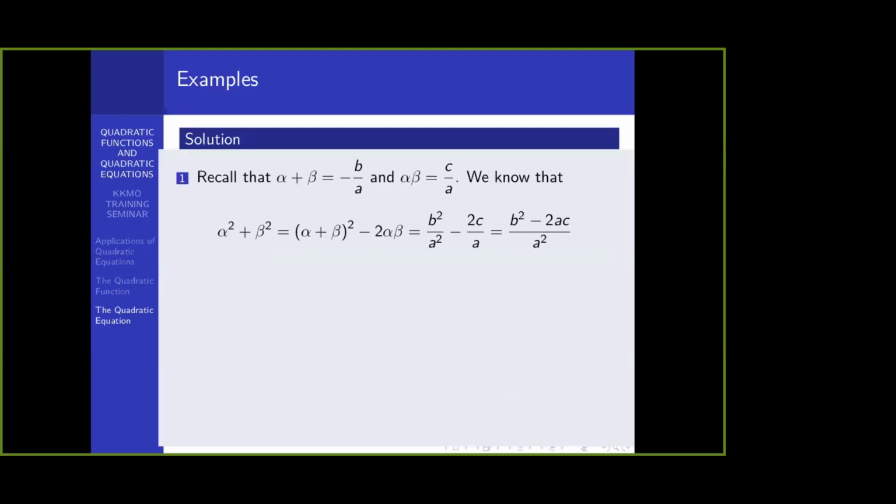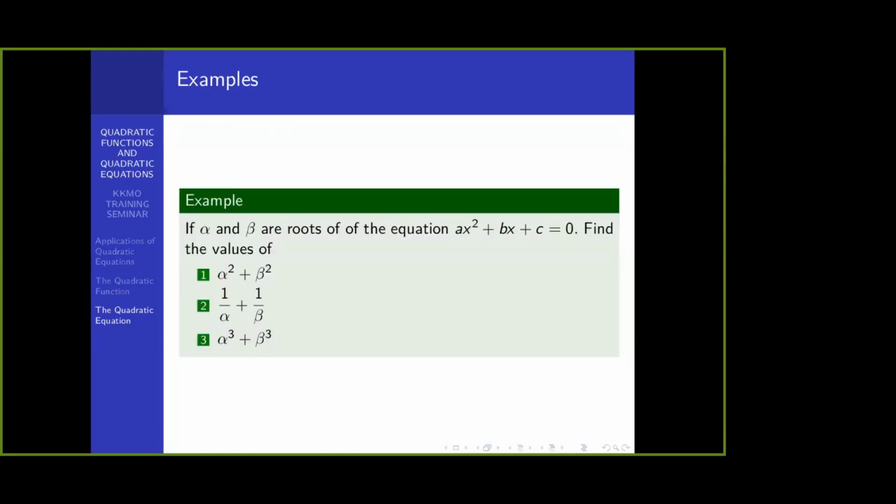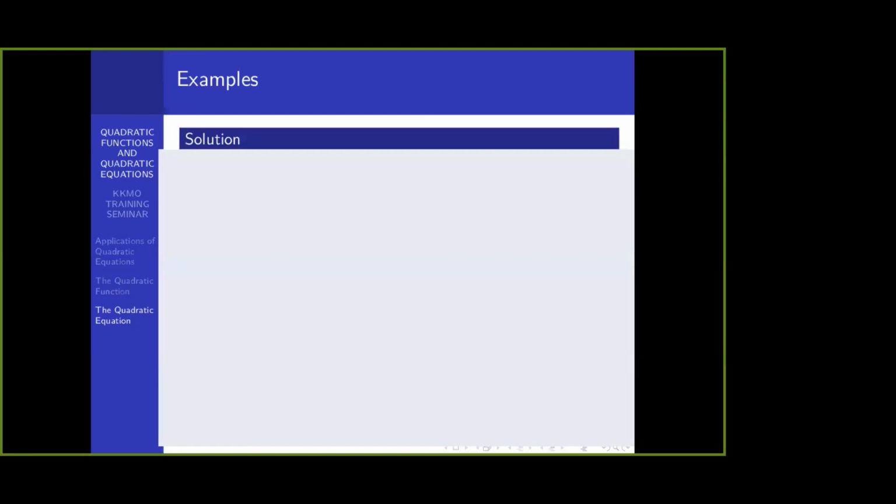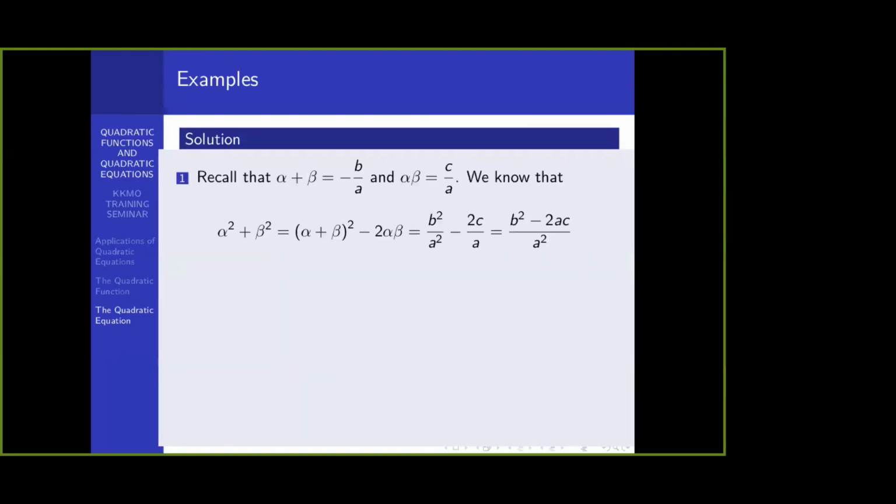So the first one requires us to find alpha squared plus beta squared, I think. Let's just go back to confirm. Yes, the first one is alpha squared plus beta squared. So we recall some properties we had earlier, that the sum of the roots will always be minus b over a, and the product will be c over a.